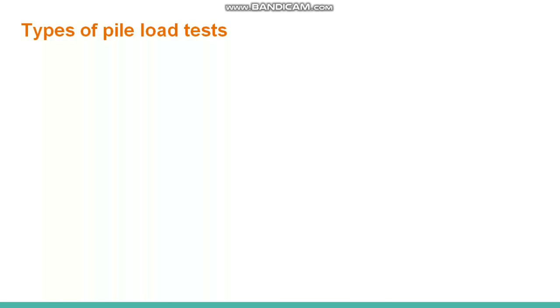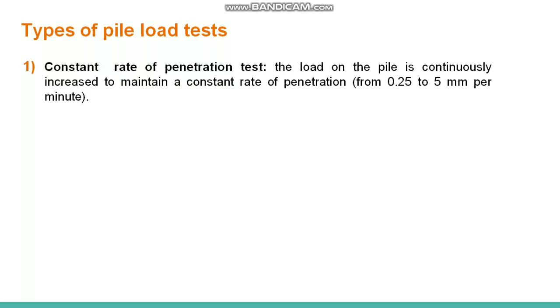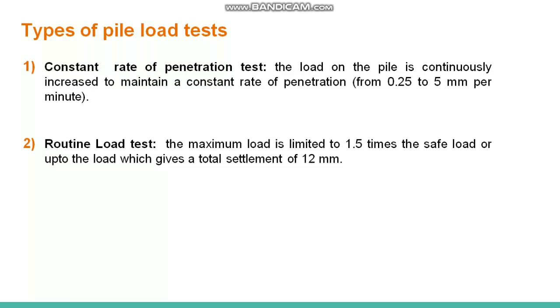There are different types of pile settlement load tests. Constant rate of penetration test. By the name, you can get some idea that the load on the pile is applied in such a way that the rate of penetration is maintained constant. That constant value will be 0.25 to 5 mm per minute. Routine load test. By using this test, the maximum load is limited to 1.5 times the safe load or up to the load which gives a total settlement of 12 mm.